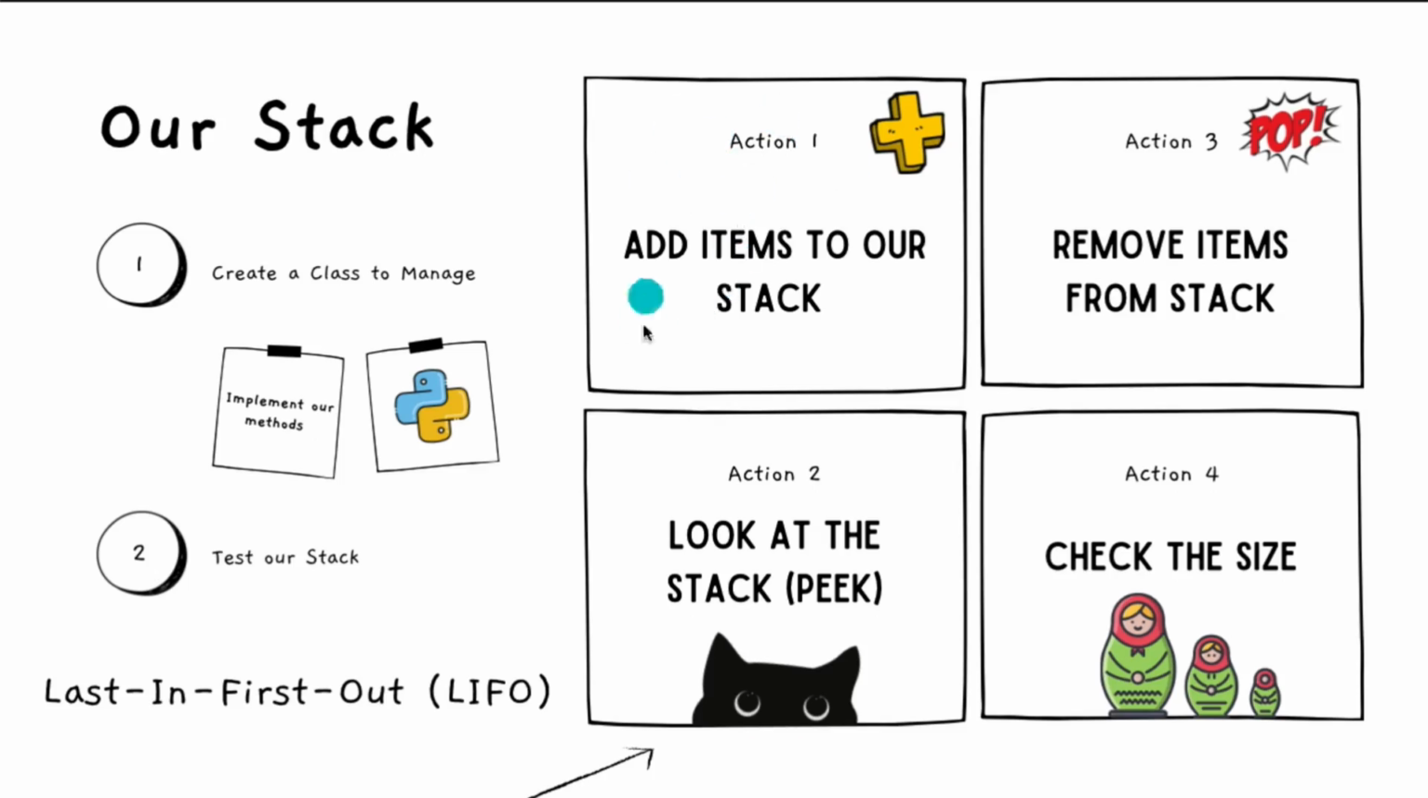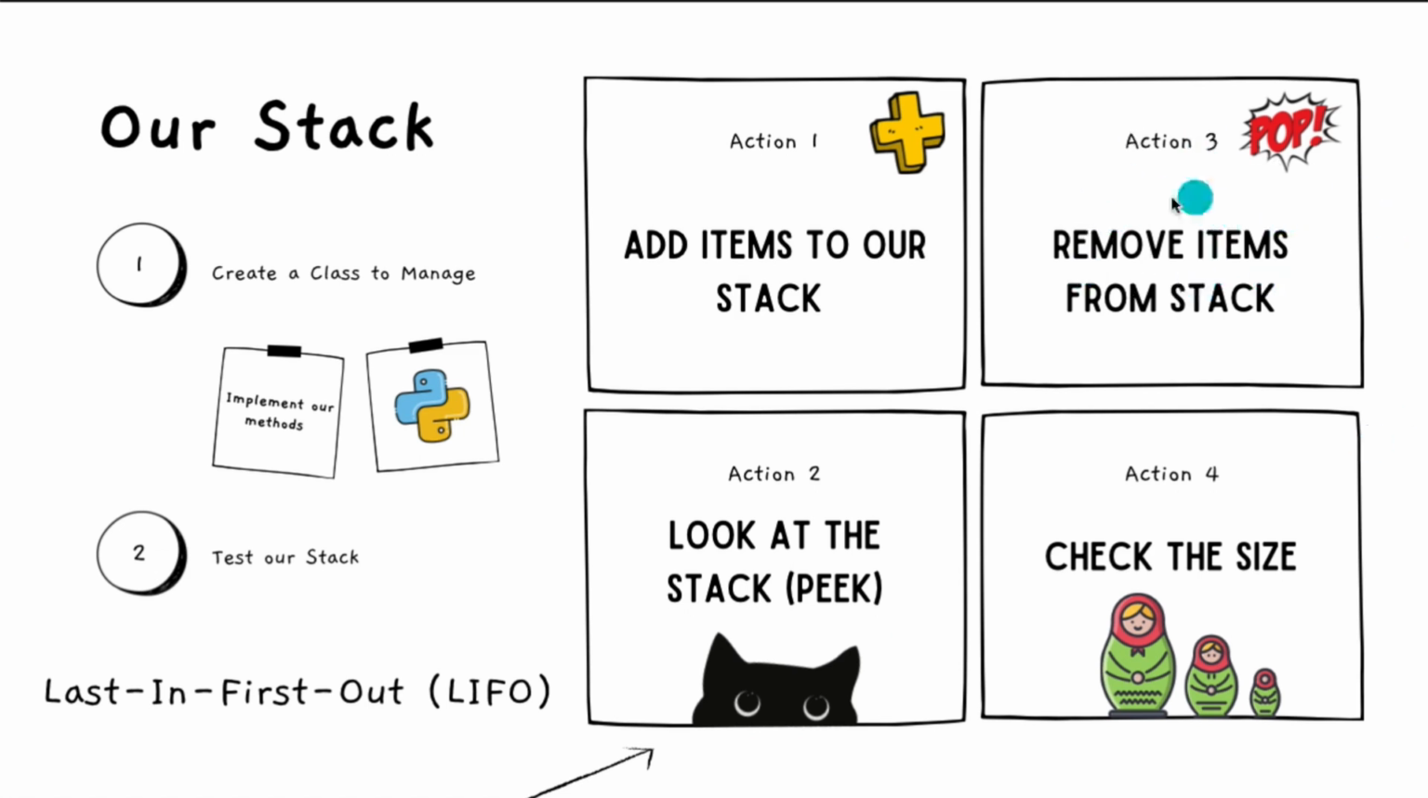Well, action 1, we can add items to a stack. Action 2, we can look at the stack. I can peek. So when I peek at the stack, I don't want to alter its original state. I just want to view it without changing it. We can remove items from a stack, pop, and then we can check the size of a stack, right? How big is it? And then we're going to check if it's empty or not as well.